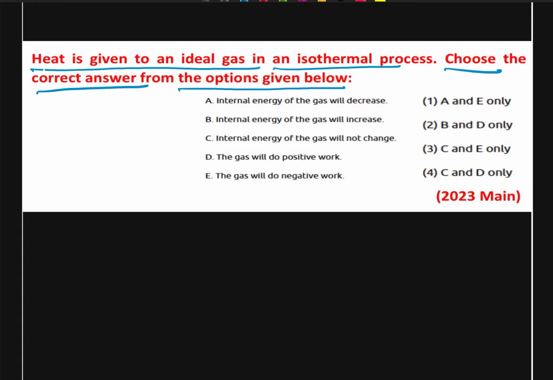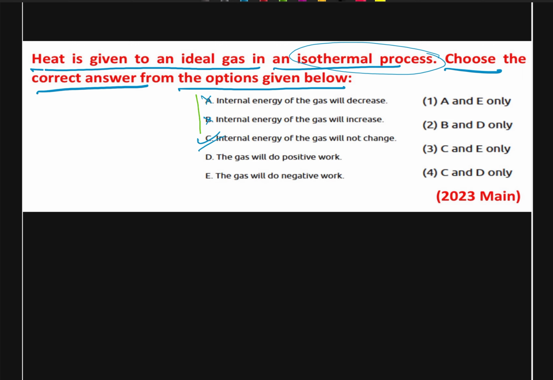So basically it is talking about an isothermal process, which means temperature is constant. If temperature is constant, there is no change in internal energy. Therefore, options A and B are automatically incorrect, so one of option C is the correct one. Then we can calculate our work done based on this discussion.